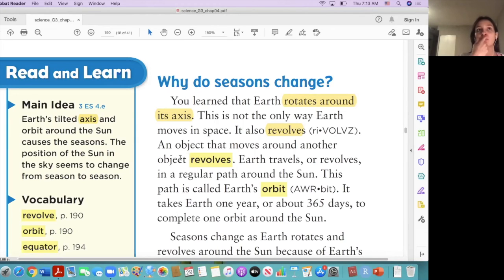Okay, so if I told you, Alita, can you show me how you can revolve? One thing you can do is put your chair just wherever, and then you can just walk around your chair. So there you are revolving around your chair. You are moving around your chair. So that's basically what the Earth does. You would be the Earth and your chair would be the sun. Like this? Exactly.